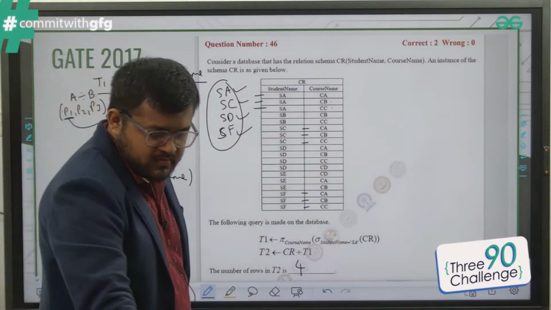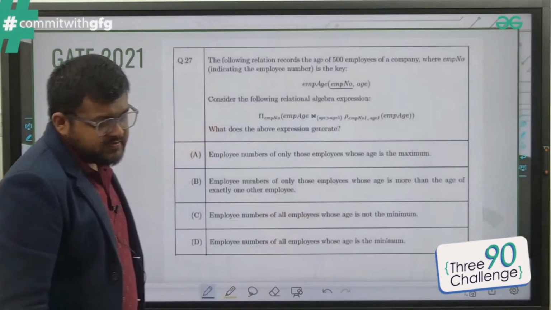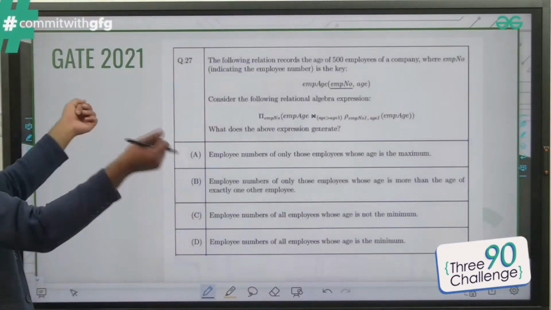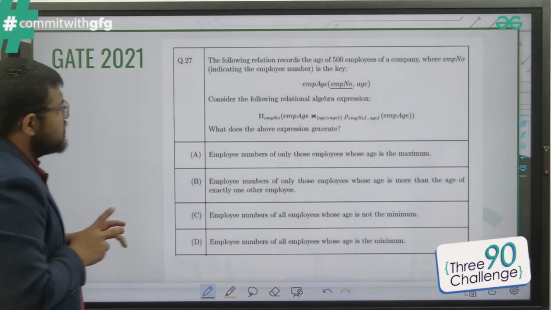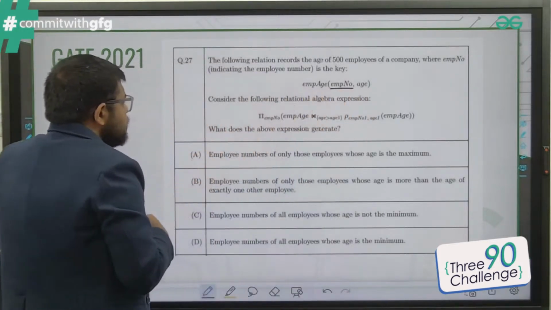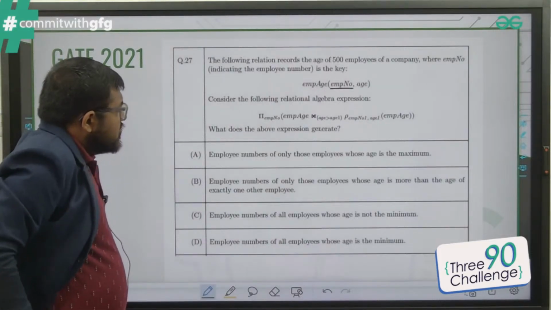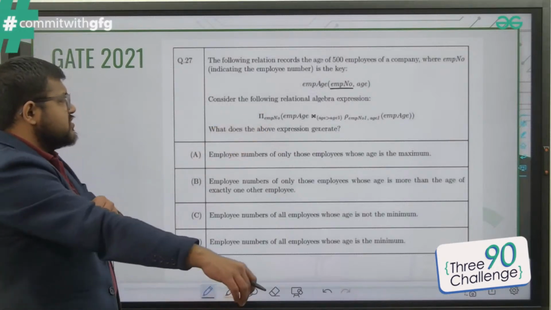Okay, great. Okay, come on, hurry up, tell me the answer for this. GATE 2021. The following relation records the age of 500 employees of a company where employee number indicating the employee number is the key. So this is the key, employee number and age are there, employee number is the key. Consider the following relational algebra expression. What does the above expression generate? So what does this expression generate?